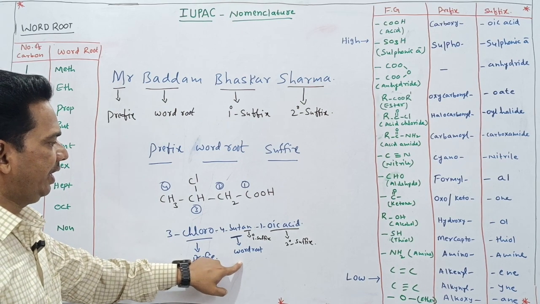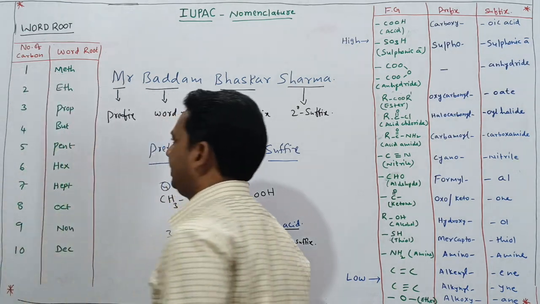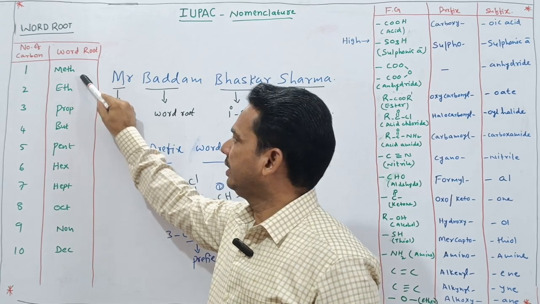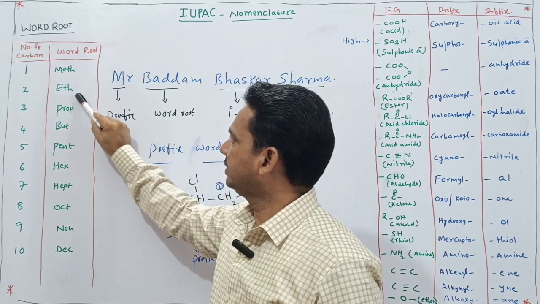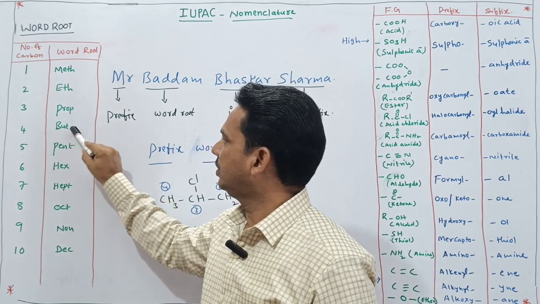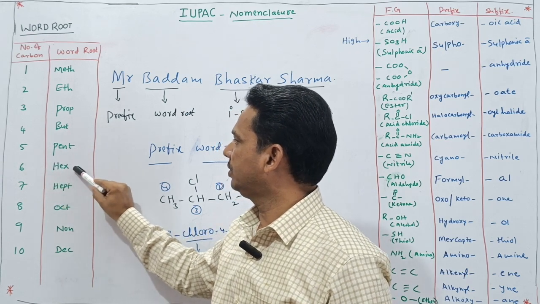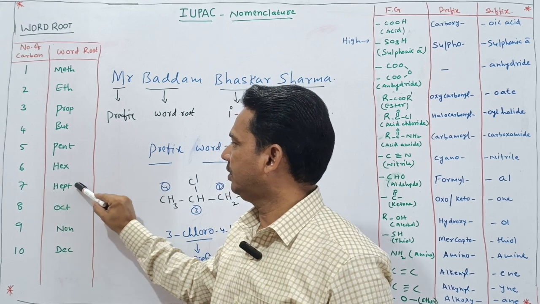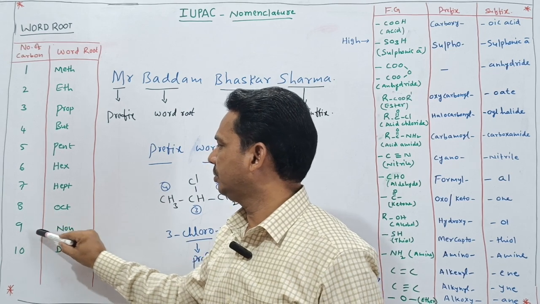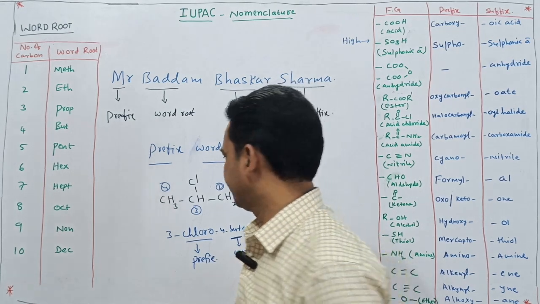The word root we decide based on the number of carbons. Here you can see one carbon, the word root is meth. Two carbons, the word root is eth. Three carbons, prop. Four carbons, but. Five carbons, pent. Six carbons, hex. Seven carbons, hept. Eight carbons, oct. Nine carbons, non. 10 carbons, dec.